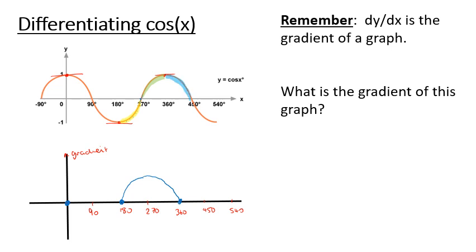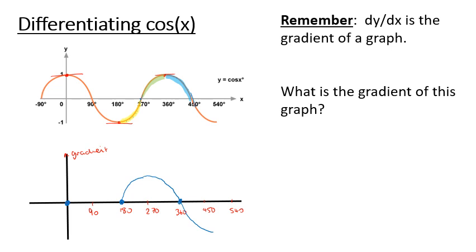Let's have a look at this blue part next. So the blue part is between 360 and 450. Here now the gradient starts becoming negative. It started from 0 and then it's going down and down and down, and the steepest it gets is at 450. So the gradient's negative, and the steepest it gets, so the most negative value is at 450.